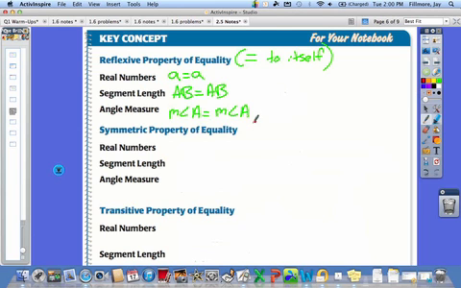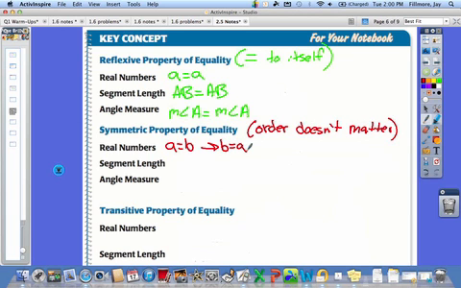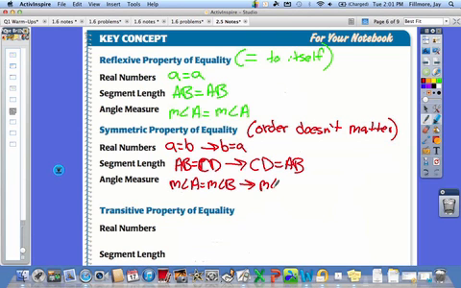Our symmetric property says that the order doesn't matter, referring to when you say things are equal. So if we say that A equals B, in other words, B equals A. The order of those two doesn't matter. If we talk about segment length, we can say the length of segment AB is equal to the length of segment CD, or the order doesn't matter. We can say the length of CD is equal to the length of AB. We can switch the order, doesn't matter. Angle measures, the measure of angle A equals the measure of angle B. Order doesn't matter, so I could say the measure of angle B equals the measure of angle A.